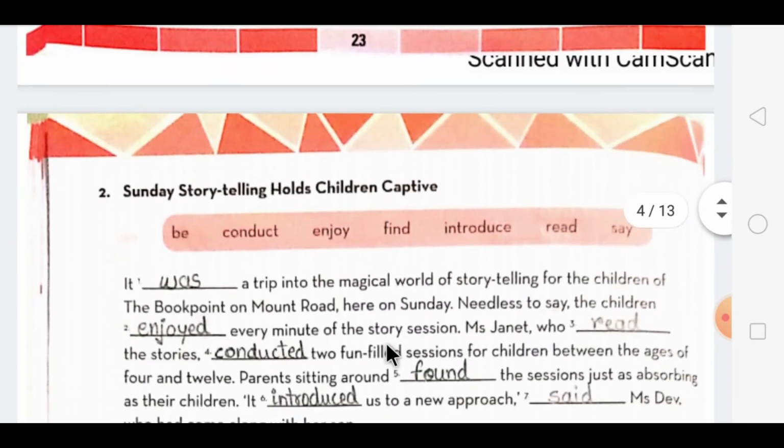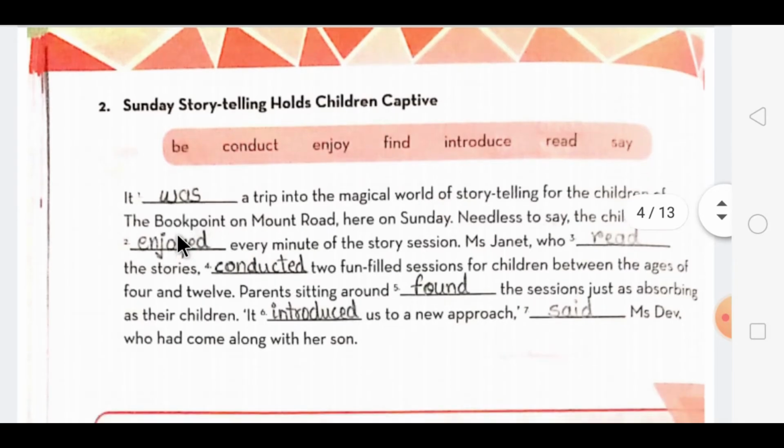Then the second one, a story is being told over here about the Book Club holding children captive. Again, here the V1 form of the words are given in the help box. You have to use the V2 form of that in this paragraph according to the sentences.